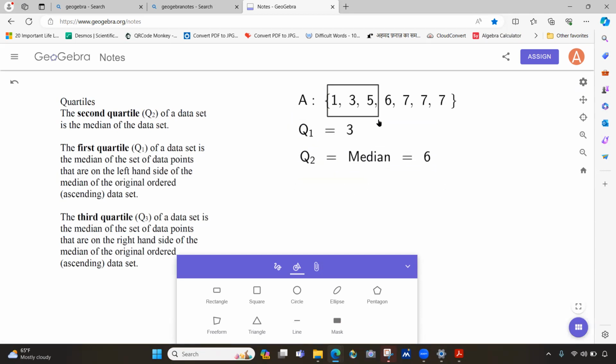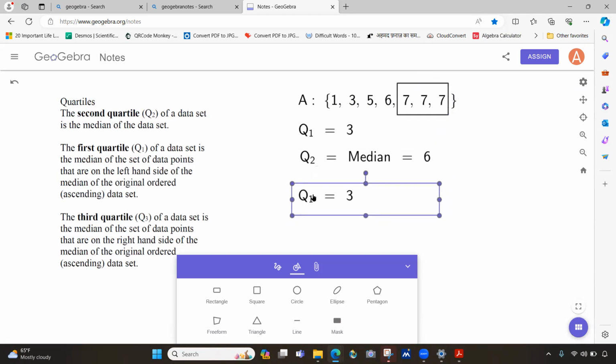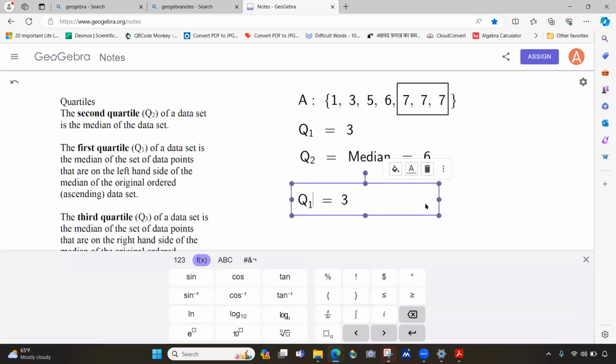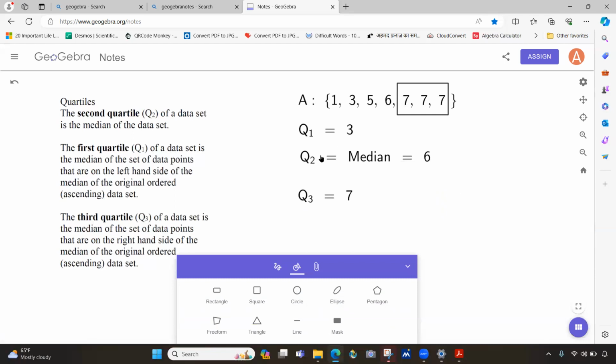How do you find Q3? You kind of do the same thing with the data set on the right-hand side of the median. The data set is here. And if you just focus on this data set, the median of this data set is Q3, which turns out to be 7. We have Q1, Q2, Q3. It's not a very difficult concept.